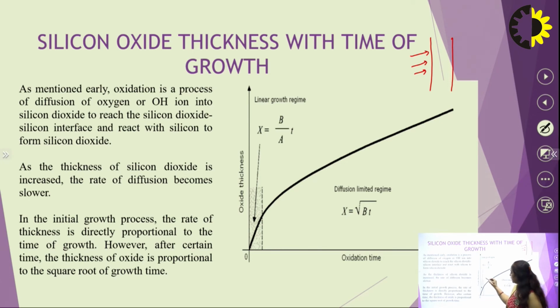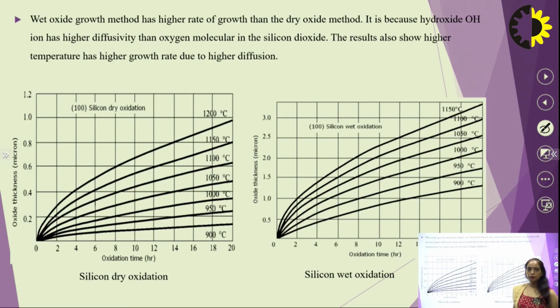So we can see in the graph that for a very small duration of time, we have the linear growth, which is dependent on B upon A times T, and after that when we increase the oxidation time, we are going to have the parabolic increase, right? So it is dependent on square root of B into time.